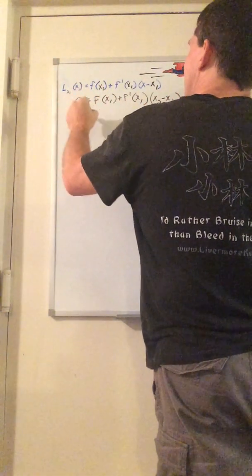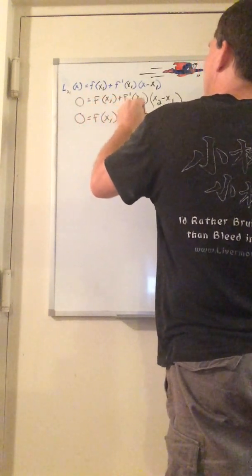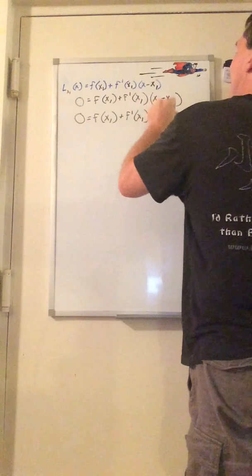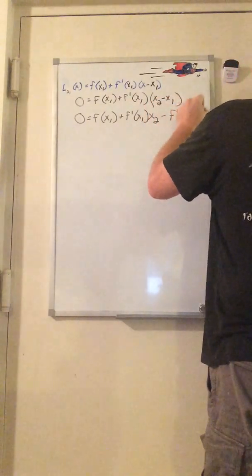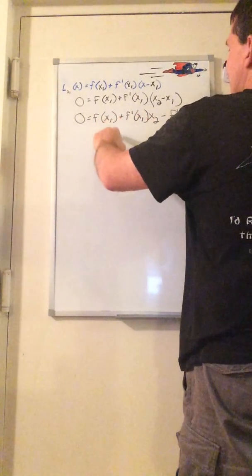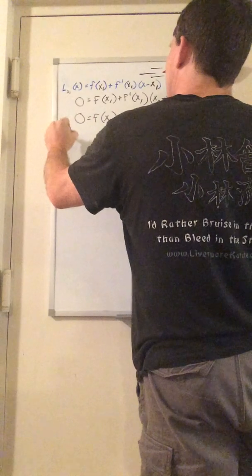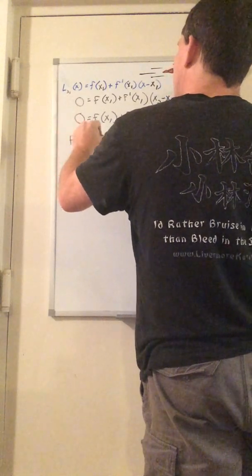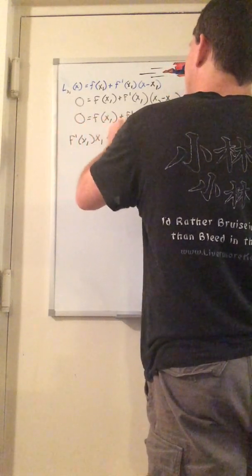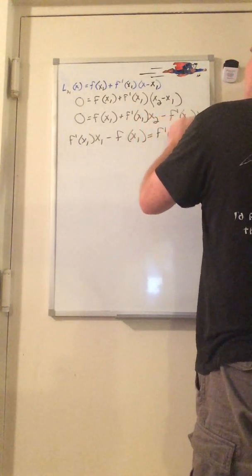So let's see. First, I have to distribute. So f of x sub 1 plus f prime of x sub 1, x sub 2, minus f prime of x sub 1, x sub 1. Now, I need to isolate this. So I'm going to subtract this over there and add that over there. I'll rearrange them, and I'll get f prime of x sub 1 times x sub 1 minus f of x sub 1 equals f prime of x sub 1, x sub 2.